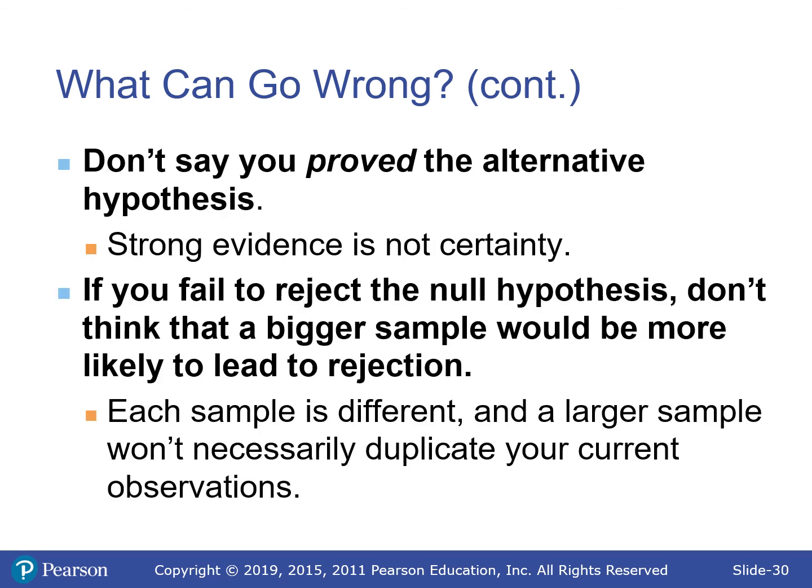Then don't say you prove the alternative hypothesis. You know, if we had a p-value, like we had a p-value of 0.16, let's say our p-value is 0.02. Hey, with a p-value of 0.02, there's good evidence to reject the null hypothesis and say that the actual population proportion was less than 20%, whatever that proportion was of. If you fail to reject the null hypothesis, don't think the bigger sample, again, a bigger sample does not fix everything.